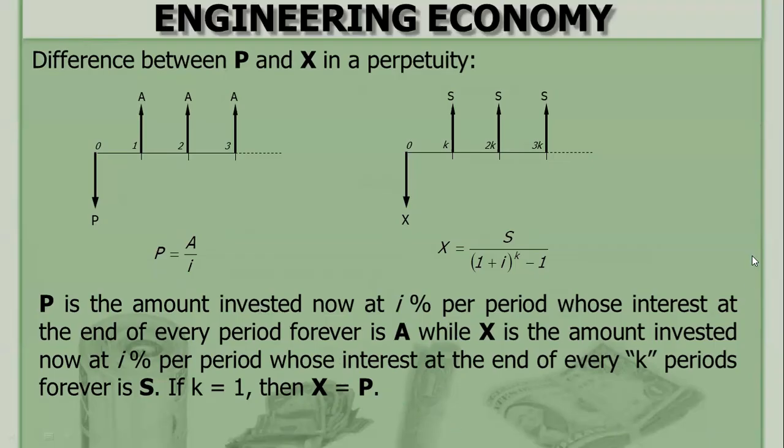If K is equal to 1. So this is the formula to be used for the present worth of perpetual replacement.